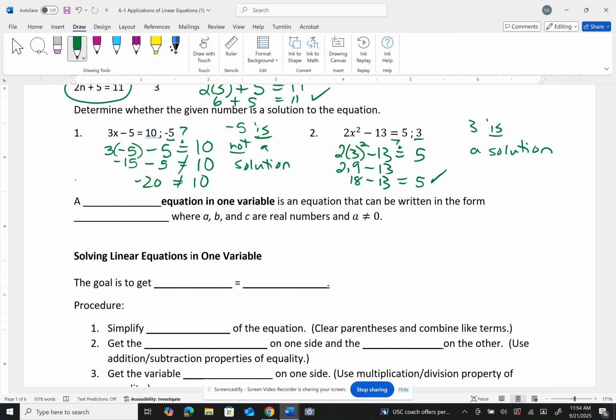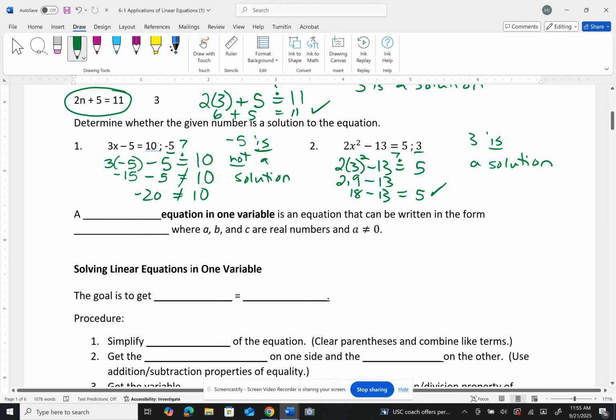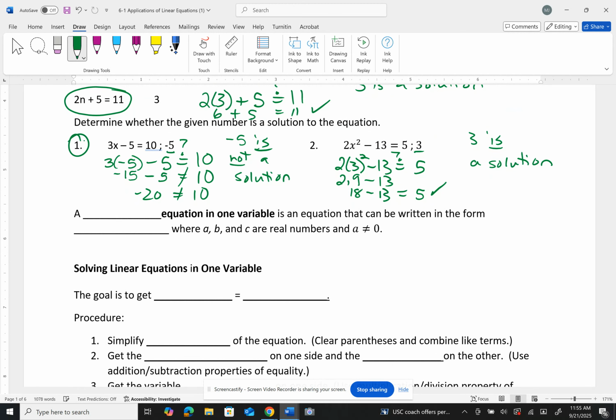Okay, negative 5 over here was not a solution because it did not make the two sides equal. All right, now one more thing is our focus is going to be on equations that are more like number 1 than like number 2. Number 2, the exponent is squared. That makes it something called a quadratic equation. Okay, so it's not a linear equation. We're going to be focused on linear equations.